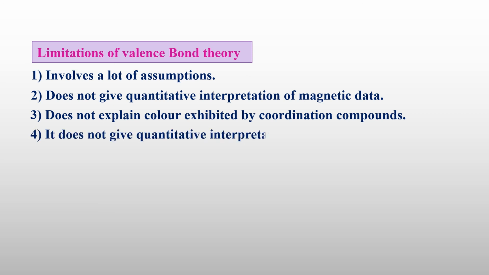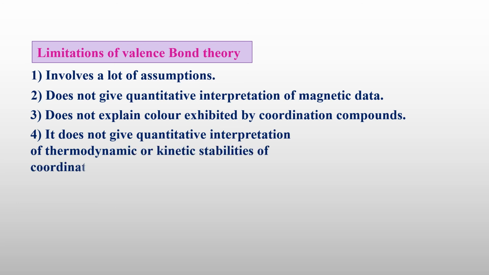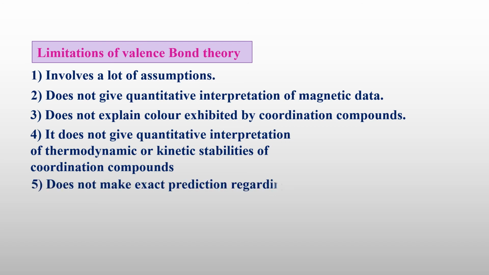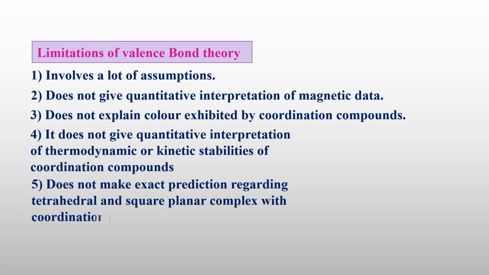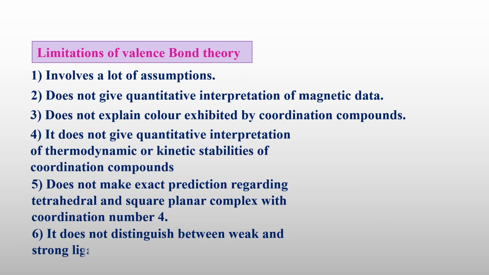Then it does not give quantitative interpretation of the thermodynamic or kinetic stability of coordination compounds. About thermodynamic and kinetic stability also it is not explained. Next, it does not make exact prediction regarding tetrahedral or square planar complexes with coordination number 4. So if the complex has coordination number 4, then two geometries are possible. One is square planar, one is tetrahedral. So this valence bond theory does not make exact prediction regarding sp3 and dsp2 hybridization. Then it does not distinguish between weak and strong field ligands.